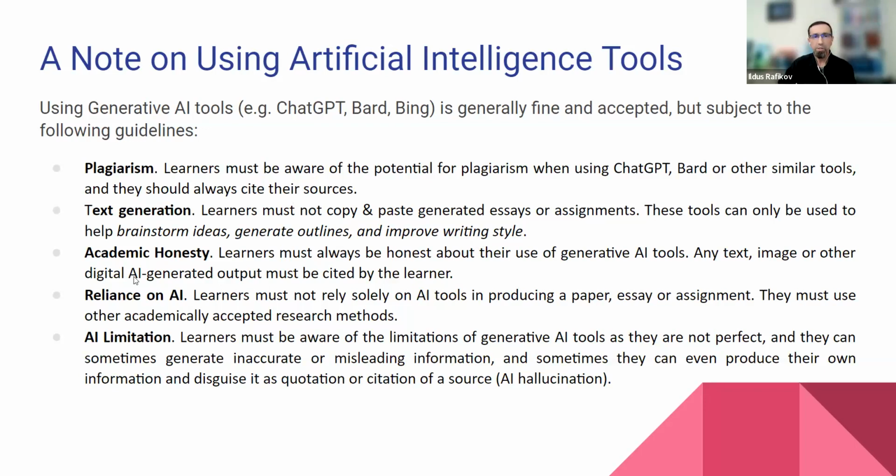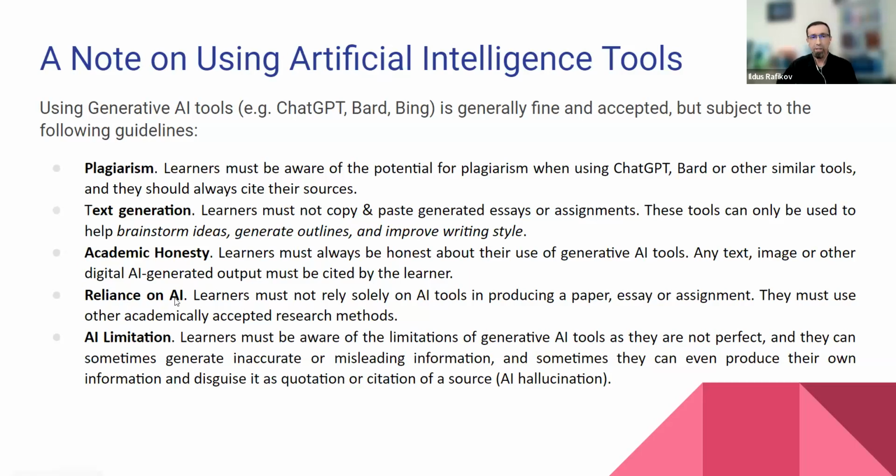Next, academic honesty. Of course, you'll have to be honest that you're using generative AI tools, whatever the text, image, or other AI generated output. So let's say you use an image, a text, or a video that has been generated by these tools and you want to use it in your work, then you'll have to let us know that you used this tool. I think the academic citation now is that you have to refer to it somehow, use it as a reference.